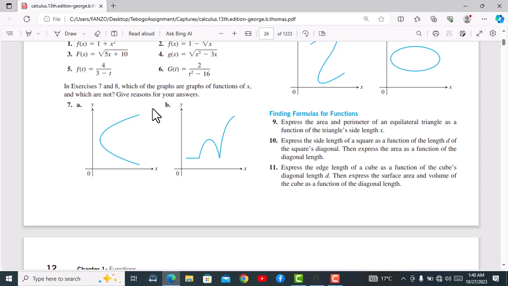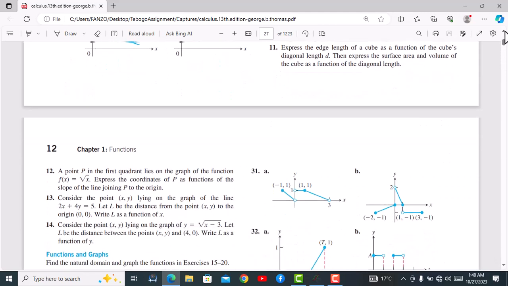So let's look in here. In exercises 7 and 8, which of the graphs are graphs of the functions of x? So we have this function, we have x and we have y. So y is a function of x. So this is in essence a function of x. It doesn't ask us whether these are functions or not. So this would be categorized as a function of x because y functions with the variable x. The values of y are dependent upon the values of x. And we have the x and the y, so y is a function of x.